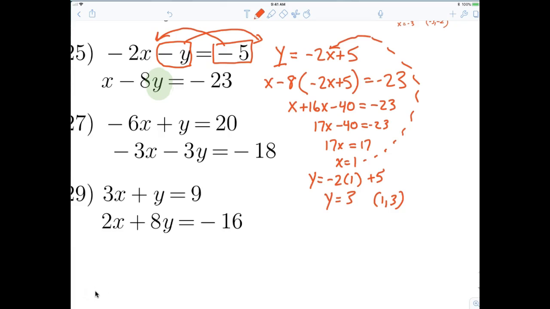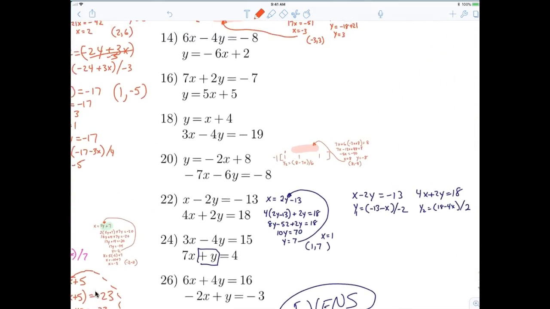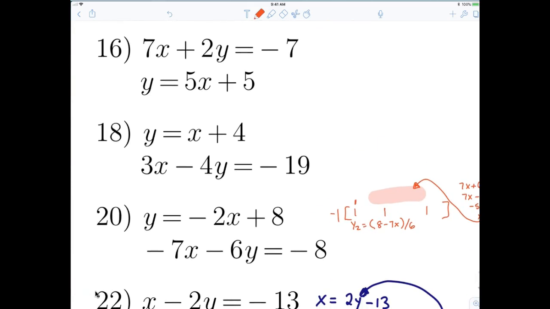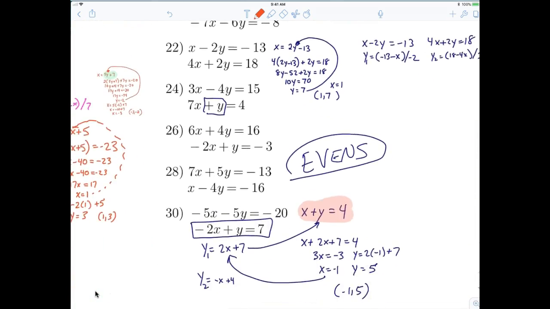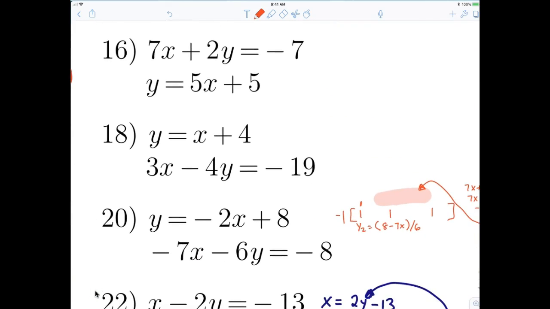All right, let's take a look at 16. Here we go. Now we're going to hold off on putting them into the calculator because today we're going to spend more time doing that also. All right, sorry, Mike. Here we go. 16 is already good, right? Because one of them's already y equals.